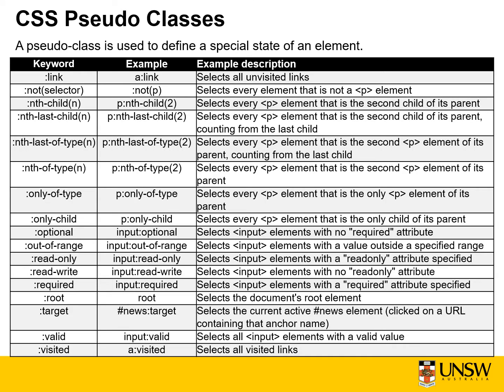Let's have some instances from this table as well. Only ofType class selects every element that is the only element of its parent. For example, if there is a div tag that has 5 p tags, none of them will be selected. But if there is a div tag that has only one p tag, that p tag will be selected. Visited class selects all the visited links, and finally the required class selects input elements with a required attribute specified.